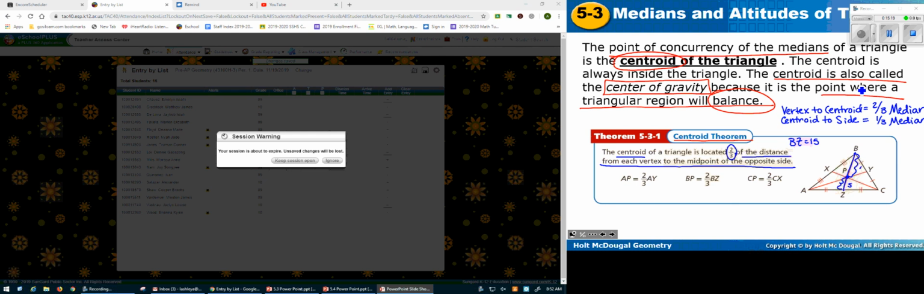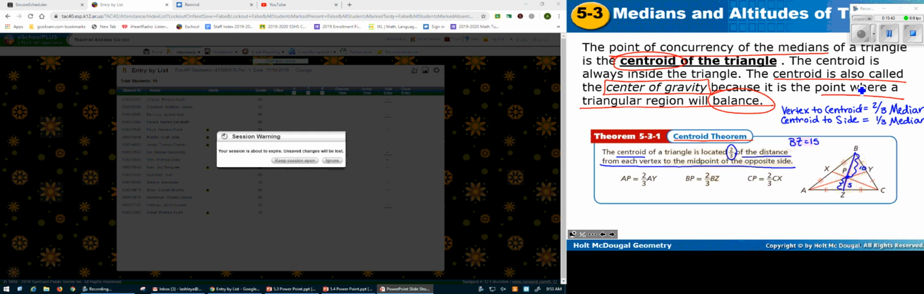What do you notice about the relationship between the 2/3 and the 1/3? If this is 5 and this is 10, what's always going to be true about the 2/3 compared to the 1/3? Exactly. This 2/3 part will always be 2 times the 1/3 because 2 times a third is 2/3. Does that make sense? Okay.